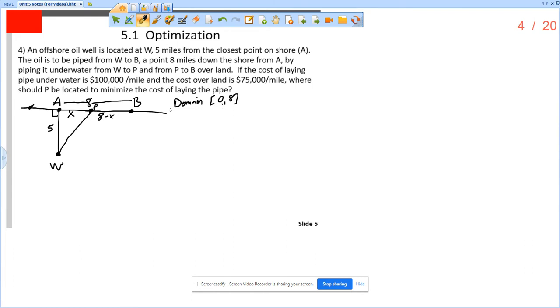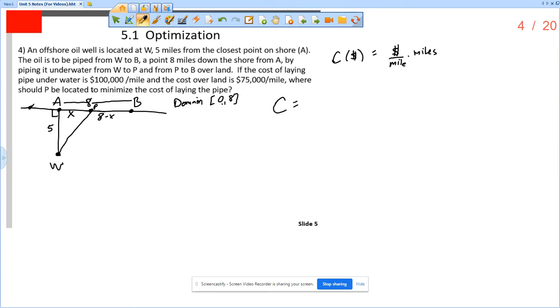Now we need to come up with an equation for cost. How are we going to end up with a cost in dollars? Well, the cost per mile, dollars per mile, is going to be multiplied by the number of miles to get the cost. So our cost equation is going to be the product of the cost per mile and the number of miles.